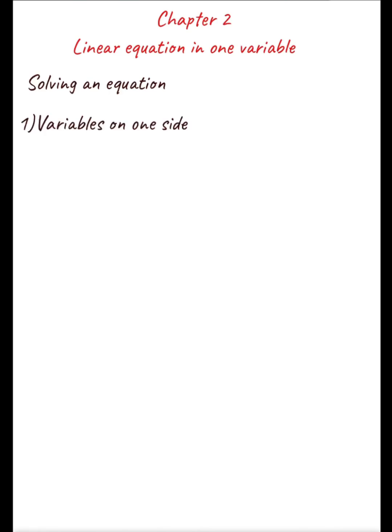First we will be discussing this type of equation: variables on one side. Let's see by taking one example: 2x + 3 = 8. This is an example of an equation with variables on one side. You can see that the variable x is on one side. Only on the left hand side we can see variables. There are no variables on the right hand side. How can you solve such equations?